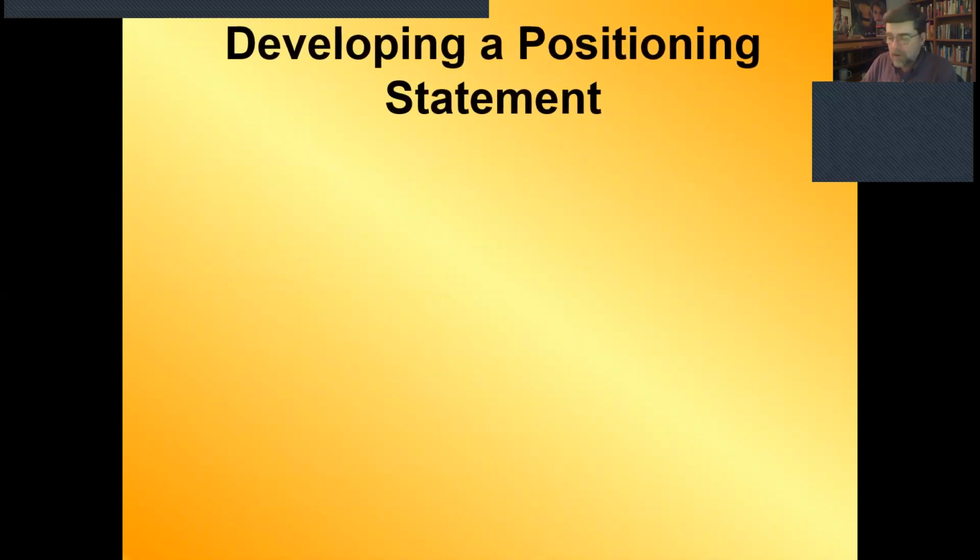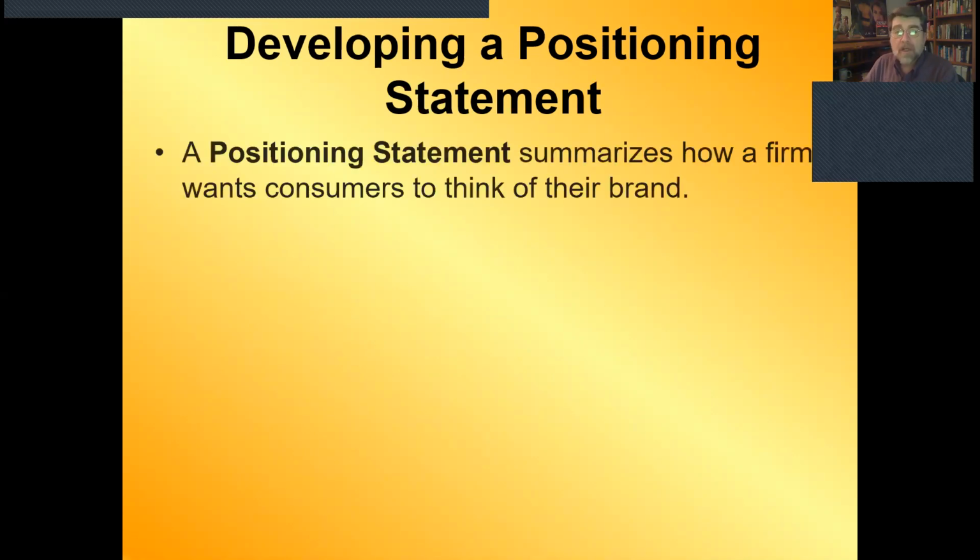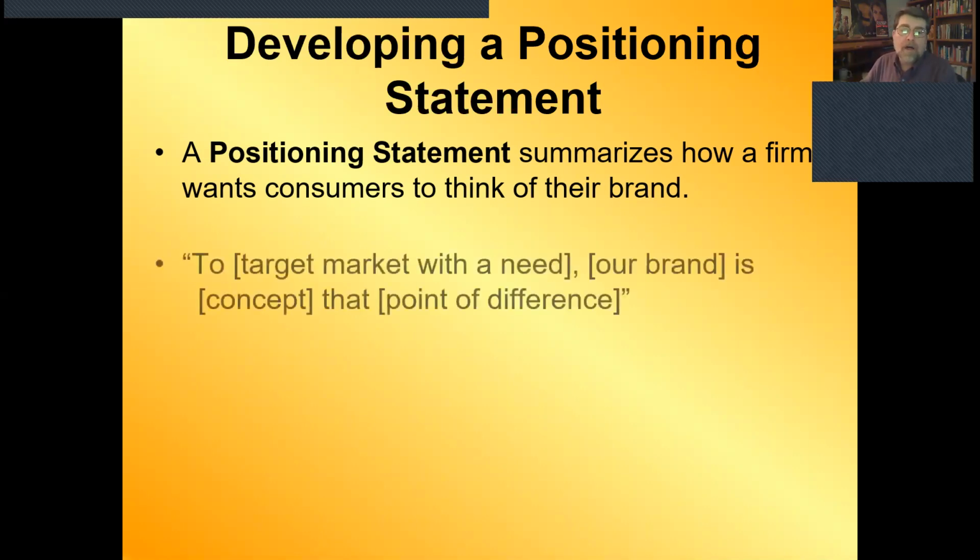And part of doing that is that you will want to develop a positioning statement that describes your unique selling proposition. It summarizes how a firm wants consumers to think of their brand. Again, the positioning occurs in the mind of the consumer. And a typical positioning statement is written as follows: to the target market with a need, our brand, whatever your brand is, is the concept that provides some point of difference.